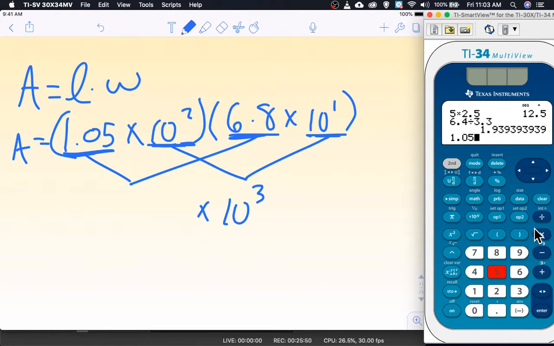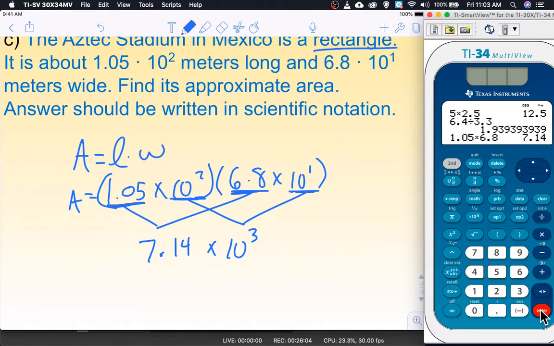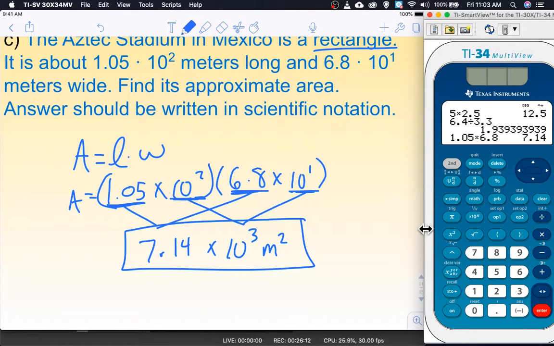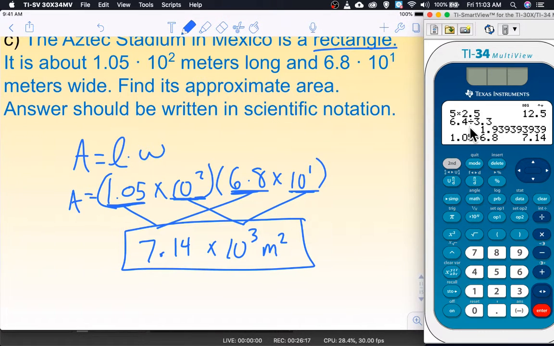1.05 times 6.8 is 7.14. I'm looking. My answer is in scientific notation, so we're done. We just have to label our answer. It's 7.14 times 10 to the third meters squared. That is the area. Area is in meters squared. My answer is in scientific notation. We're done.